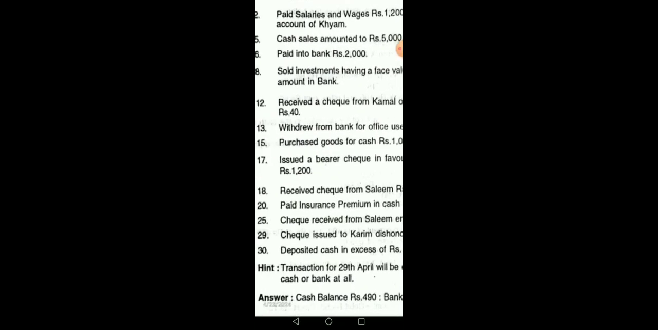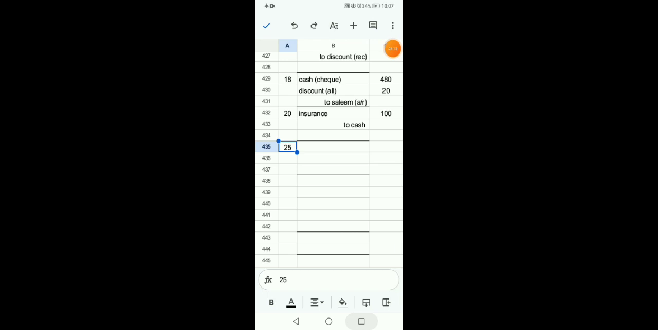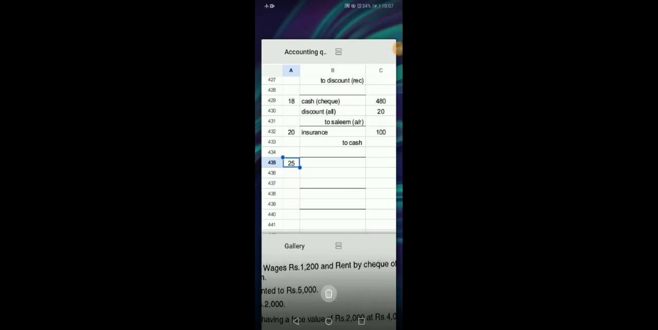Let's see what is next for us after 20. It's 25. So you will write 25 in the date column. Okay, let's see what 25 is saying. Check received from Salim, endorsed to Kareem. So let's go to the entry of Salim. Here it has been written Salim. We have received this check from Salim and we are endorsing this check to someone else. To whom have we endorsed this check? The person's name is Kareem.